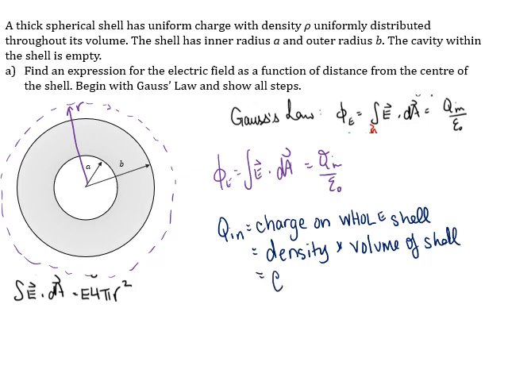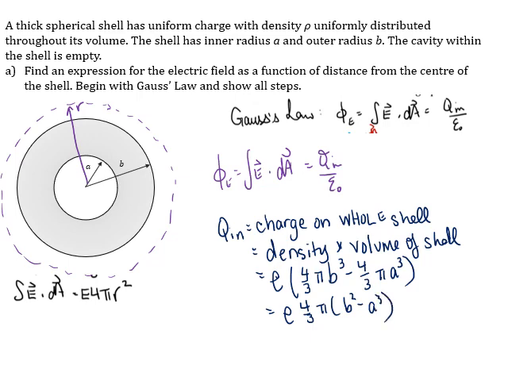Density has our symbol rho. The volume of the shell will be a sphere with radius b, take away a sphere with radius a. So it would be this whole big thing if it were solid, subtract this inside core. So it's density times 4/3 times pi times b cubed minus 4/3 pi times a cubed. If you wanted to simplify that right off the bat, you could say rho times 4/3 pi times b cubed minus a cubed.